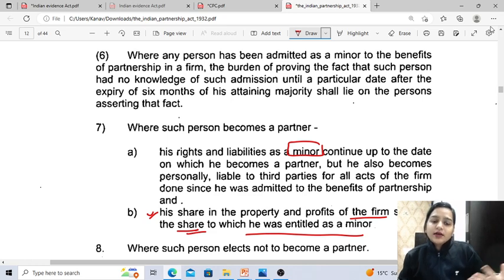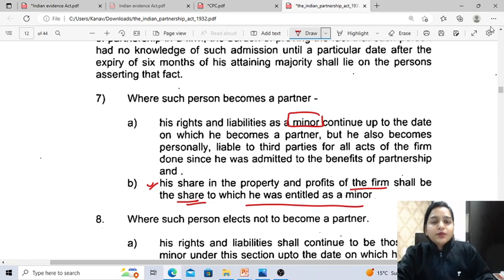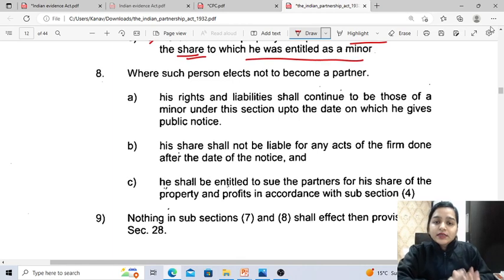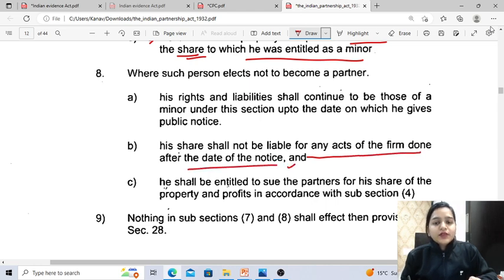But suppose such person elects not to become a partner in the firm, then his rights and liabilities वो उसी दिन तक कंटिन्यू करेंगी जिस दिन वो चूज कर लेता है, जिस दिन वो पब्लिक नोटिस दे देता है कि मैं पार्टनर नहीं बनूंगा। उसका शेयर भी सिर्फ उन्हीं एक्ट्स के लिए लायबल होगा, ठीक है, जो उसके पहले किए थे नोटिस के पहले। So his share shall not be liable for any acts of the firm done after the date of the notice. He shall be entitled to sue the partners for his shares of the property and profits in accordance with the subsection 4.